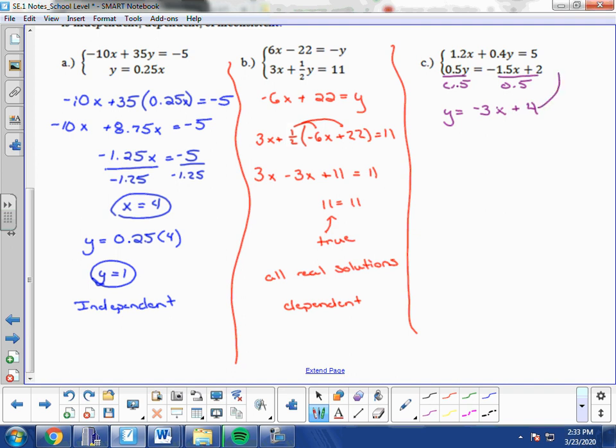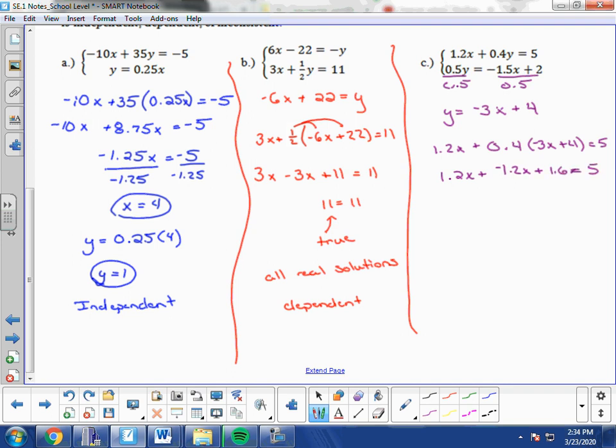And now I can take this equation and substitute it back into the first one. So substitution in all three of these cases is probably quicker. If you did it using elimination, that's okay as well. So I get 1.2x plus 0.4 times negative 3x plus 4 equals 5. Again, we need to distribute, so 1.2x plus negative 1.2x plus 1.6 equals 5.